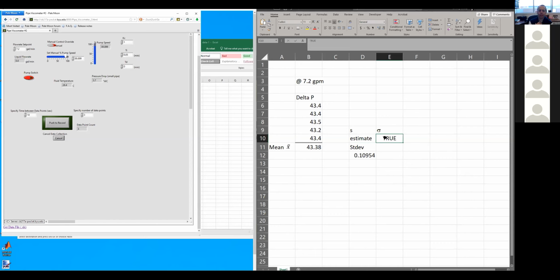The estimate that we got from STDEV.S is our estimate of what the true population standard deviation is. So as we take more data, what's the relationship between S and sigma?